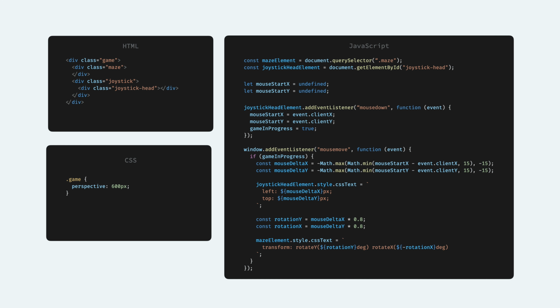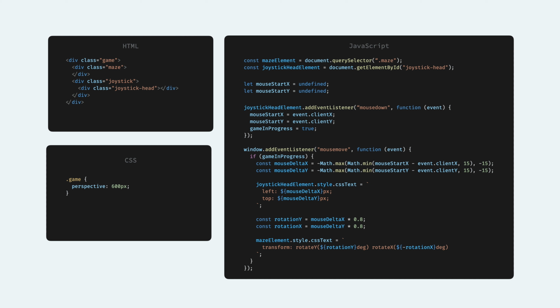We can tilt the maze horizontally and vertically by moving a wheel to a joystick. We can achieve this effect by handling two event listeners, the mouse down and mouse move. When we press the mouse down, we register the initial position of the mouse. Then on every mouse movement, we compare the new mouse position to these initial values. This way, we get a horizontal and vertical delta.